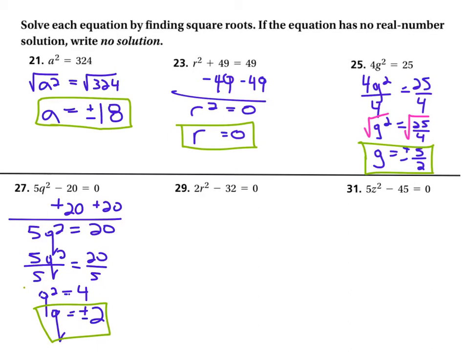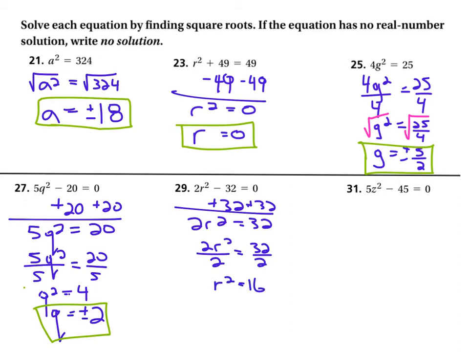We are going to add 32 to both sides. And we get 2r squared equals 32. Dividing both sides by 2, we get r squared equals 16. And when we square root 16, we get r is equal to plus or minus 4. Both, right? Not even or, but plus and minus 4, meaning both of those numbers are solutions that will get us to 0. Okay?